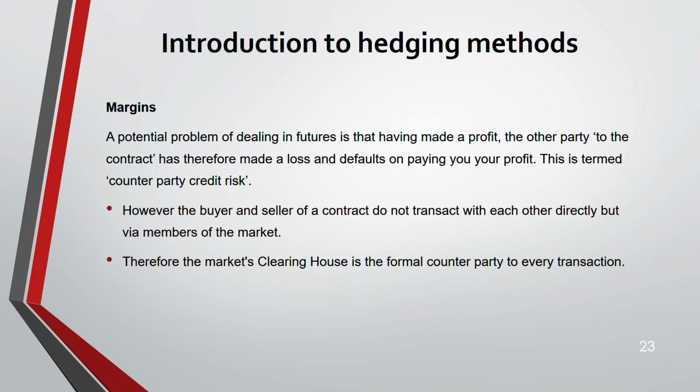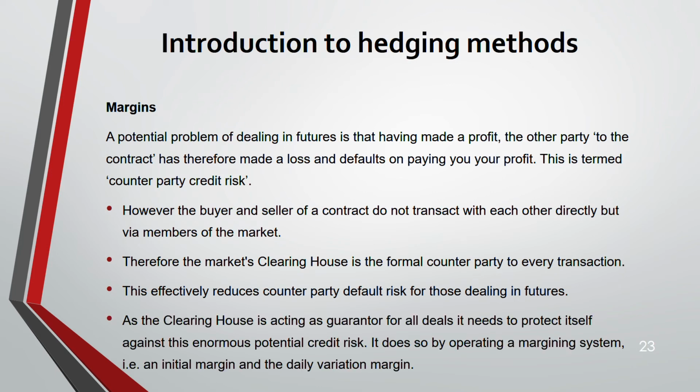Therefore the market's clearing house is the formal counterparty to every transaction. Every transaction, who is the counterparty? The market's clearing house. So because of them, it reduces the default risk for anyone who's dealing in future. As the clearing house is acting as a guarantor, what is he doing? He's the one who's going to guarantee for all the deals. That means he's protecting. So because he needs to protect, he's operating a margin system. That means there are two: one is initial margin, one is daily variation margin.